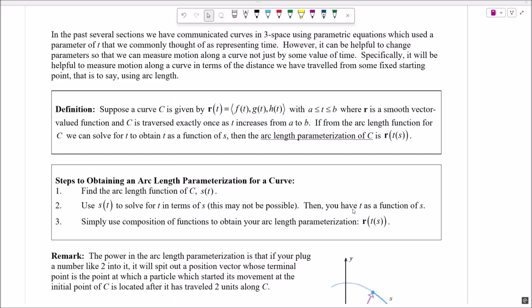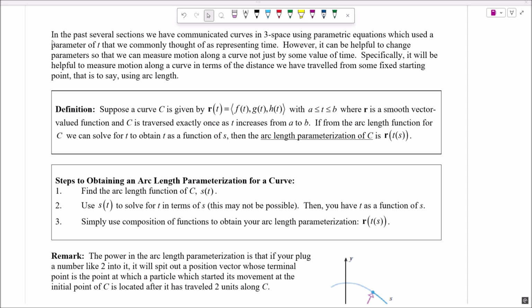In this video, we're going to take a look at the arc length function idea that we talked about in the last video and see how we can actually use it to do something new and interesting with some of our vector functions.